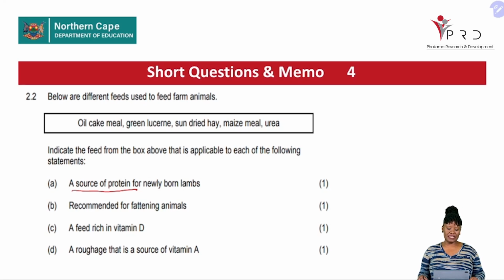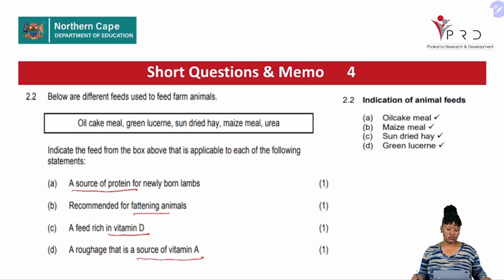Recommended for fattening. Refer to your previous activity. Recommended for fattening animals. A feed rich in vitamin D. A roughage that is a source of vitamin A. Which roughage is a source of vitamin A? Vitamin A has got to do with greens and orange colors. Okay. The feed that is rich in vitamin D.